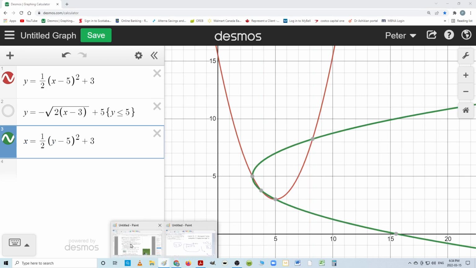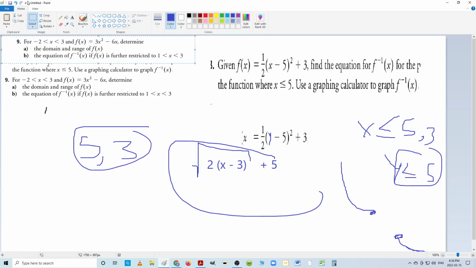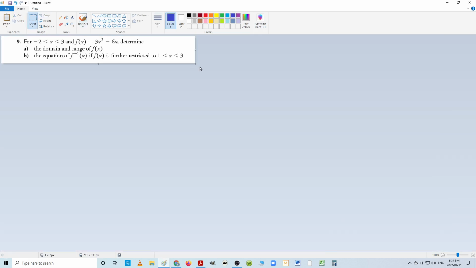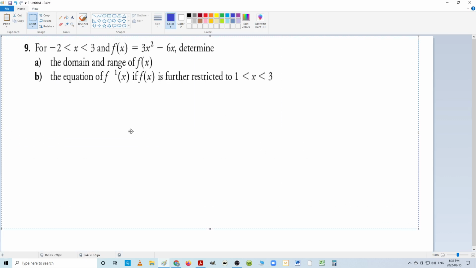Moving on. So for this, we're very specific between minus 2 and 3. We should factor this correctly first. You can see that that's in standard form, and you cannot find the inverse.